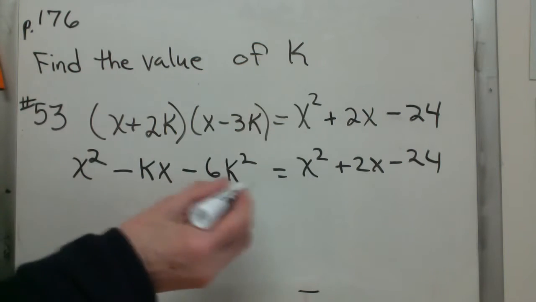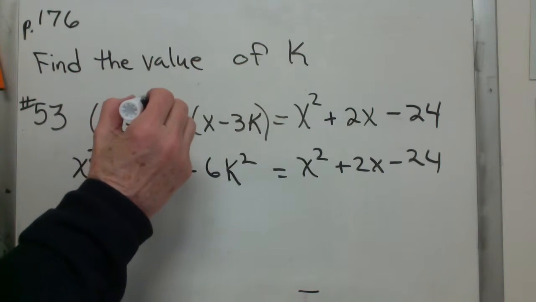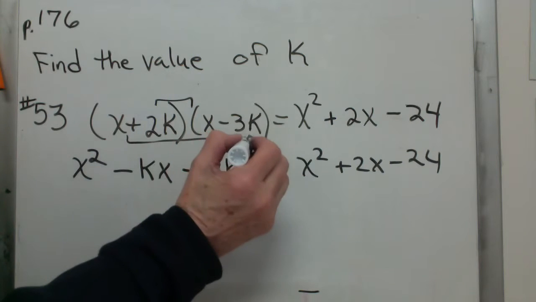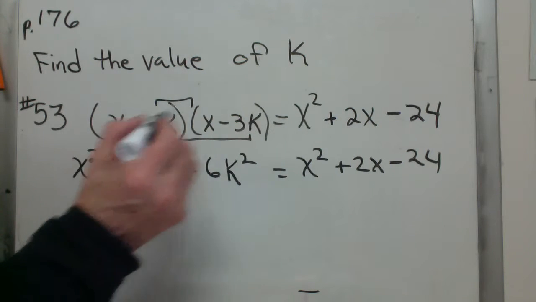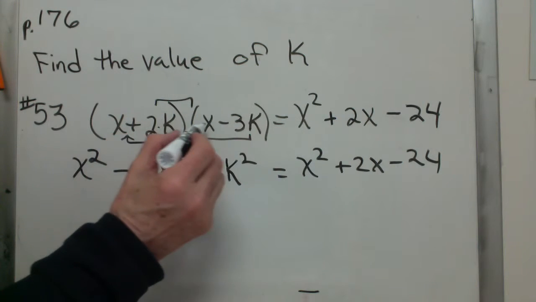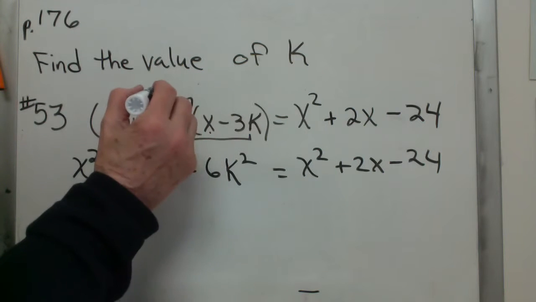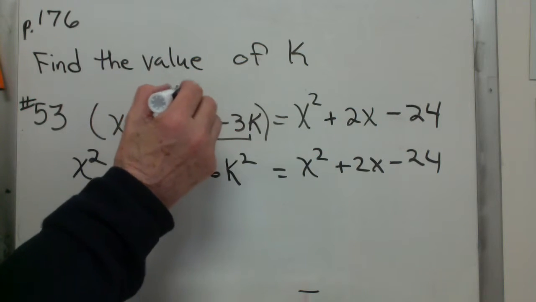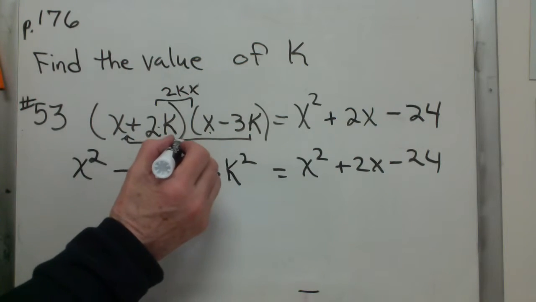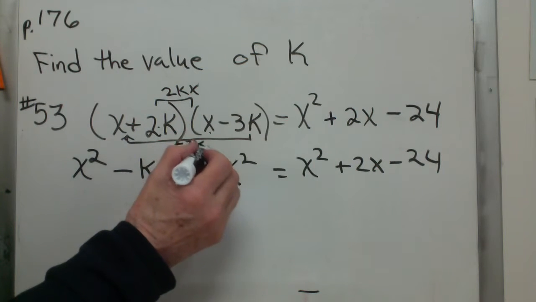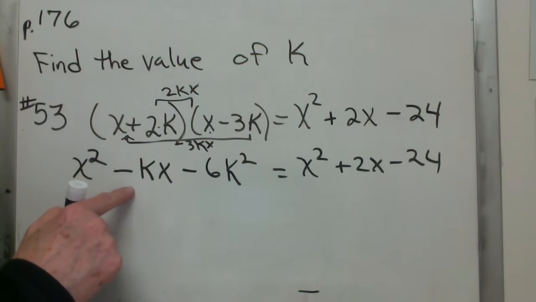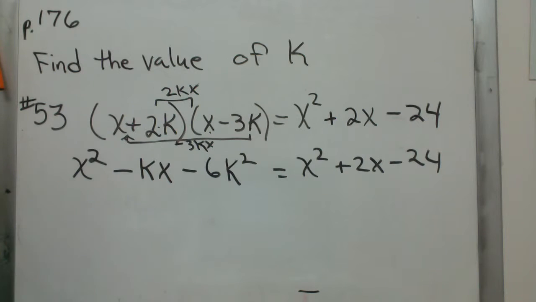Now, of course, I multiplied this quickly in my head by thinking about the inner and outer terms. I showed you that shortcut today in class. 2k times x is 2kx, and x times minus 3k is minus 3kx. When you add those, you get minus kx. So that's how I got this part here.